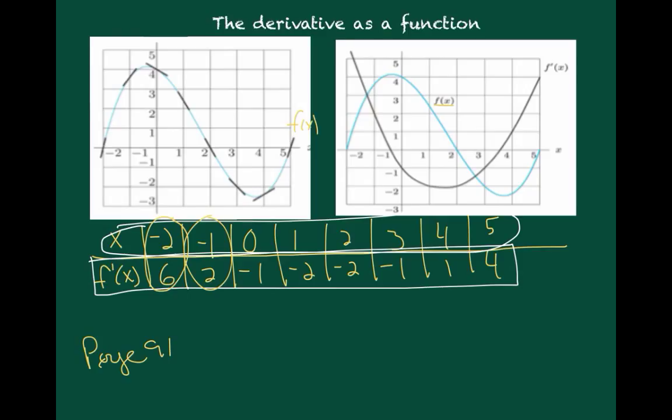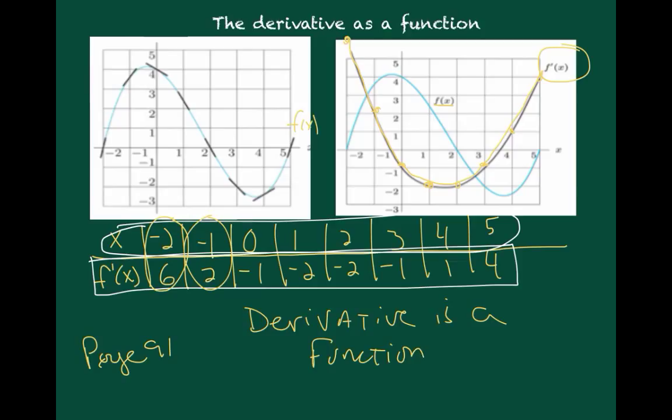So negative 2, 6. Negative 1, 2. 0, negative 1. 1, negative 2. 2, negative 2. 3, negative 1. 4, 1. And 5, 4. If you connect all of these points together, we get a new curve, and that new curve is itself a function, and that's f prime of x. Notice that for each x value, there's a value for the derivative. So the derivative is a function. We're going to use that a lot.